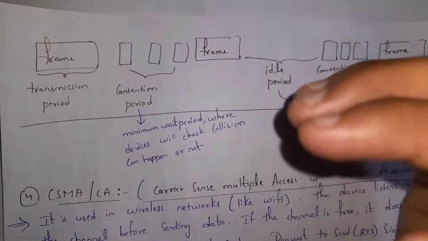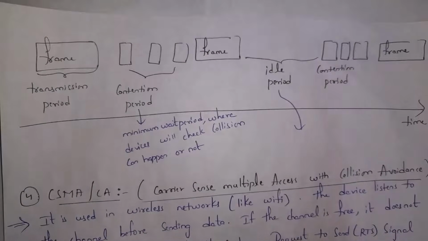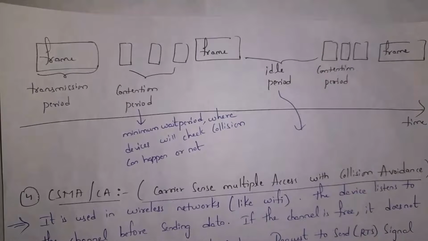So as there is an idle period, again the device will wait some time in order to check whether collisions will occur or not. We call the time period the contention period. After the contention period, the device will send data. This is all about the CSMA CD protocol.